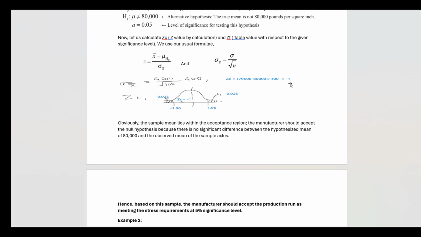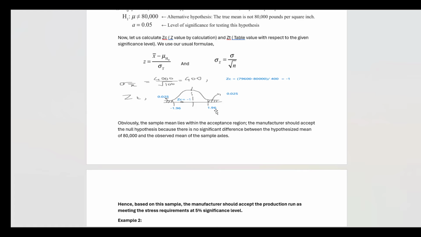Now we have a 5% level of significance. That means the area on both tails is equal to 5%. So on one side it is 0.025 and on the other side it is 0.025, right? And then the table value of Z will be calculated from the Z table corresponding to 0.5 minus 0.025, which will give us the value 1.96, right?